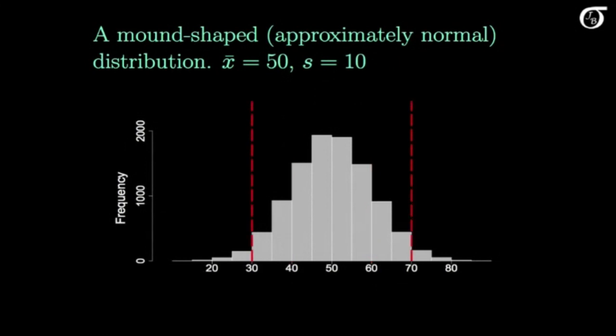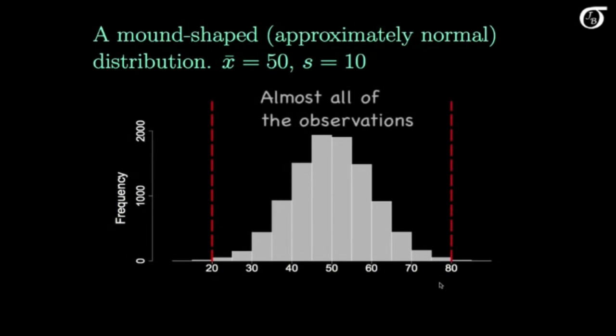The empirical rule tells us that from 2 standard deviations below the mean to 2 standard deviations above, or from 30 to 70 in this case, we would expect to see approximately 95% of the observations. And the rule tells us that from 3 standard deviations below the mean to 3 standard deviations above, or from 20 to 80 in this case, we'd expect to see all or almost all of the observations.